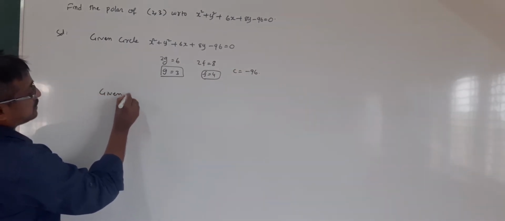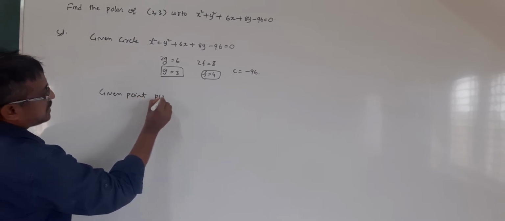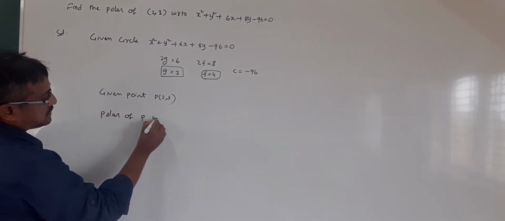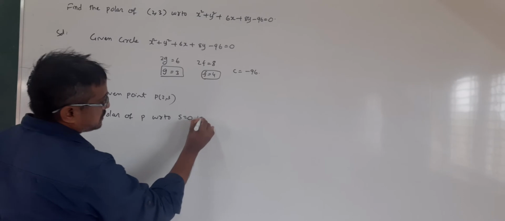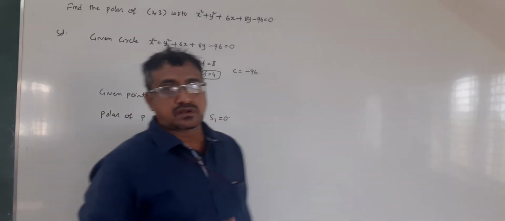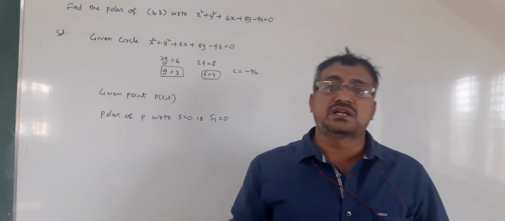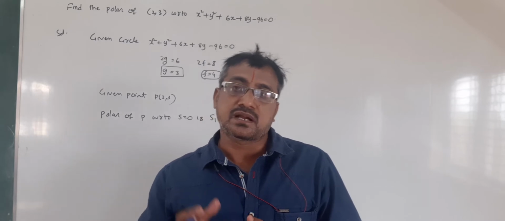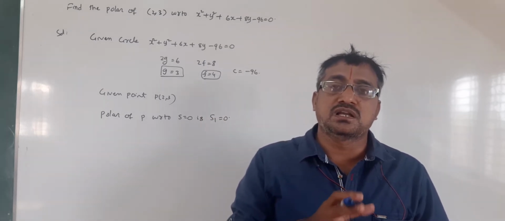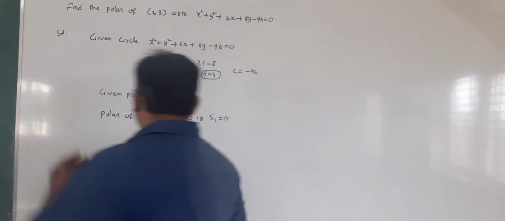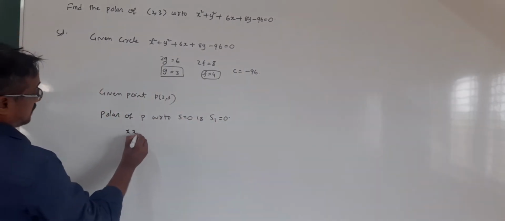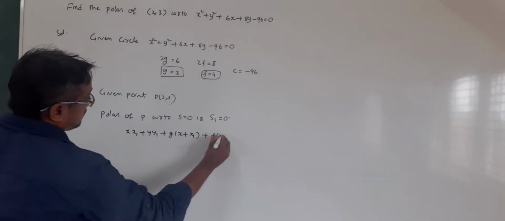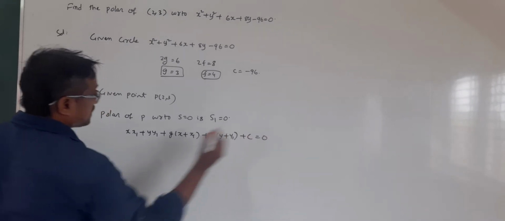And given point is P(2, 3). So we know that the polar of P with respect to S = 0 is S1 = 0. It is very important. Remember that the equation of tangent at the point, chord of contact and polar of P are all equal to S1 = 0. So S1, that is xx1 + yy1 + g(x + x1) + f(y + y1) + c = 0.